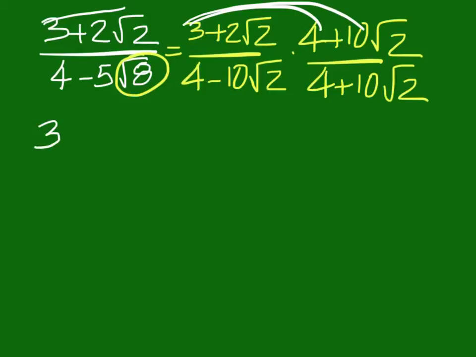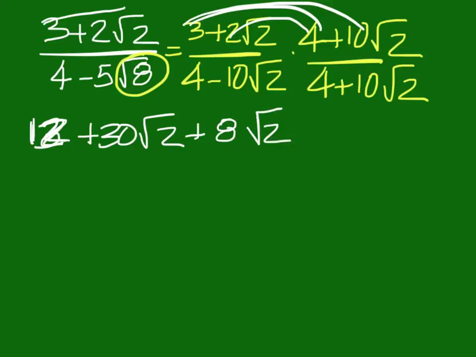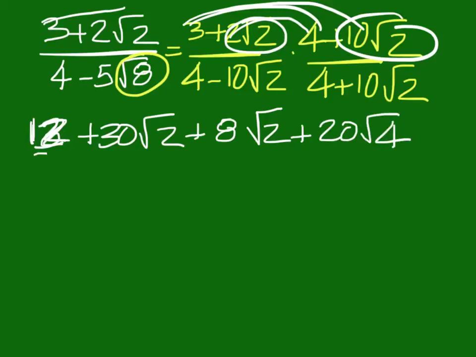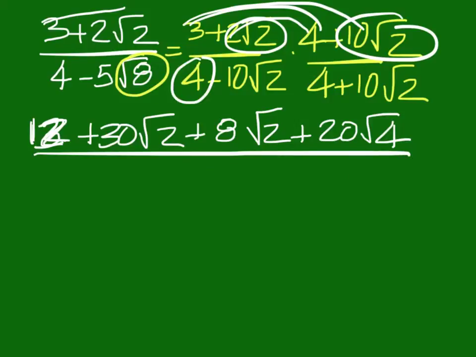So it should be 12 plus 30 square root of 2, and then do 2 square root of 2 times 4, which is 8 square root of 2, and then this times this is 20 square root of 4. On the bottom, we square this and subtract 10 squared times square root of 2 squared. That would be 100 times 2, which is 200. So you would have 16 minus 200, which is a negative 184.